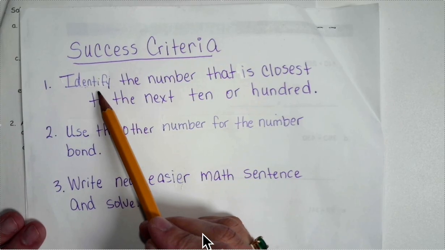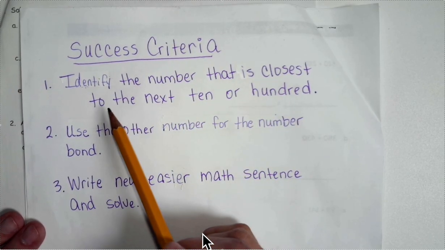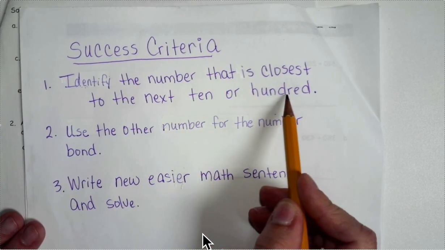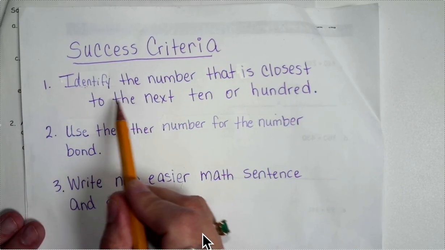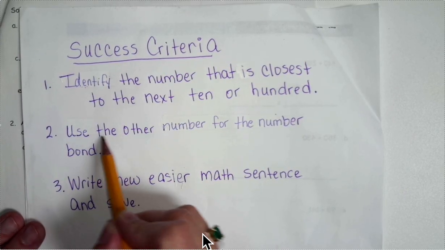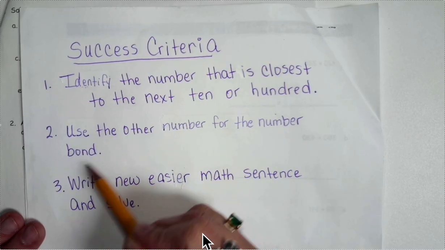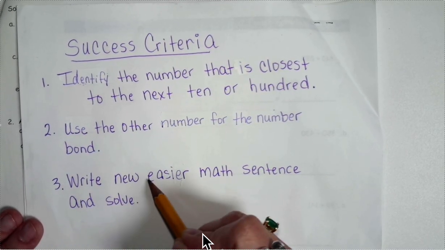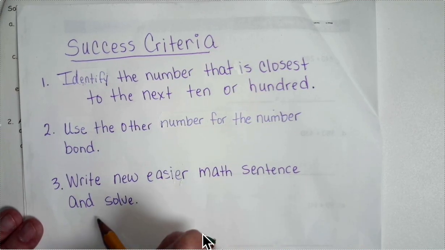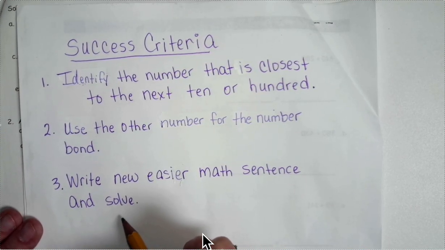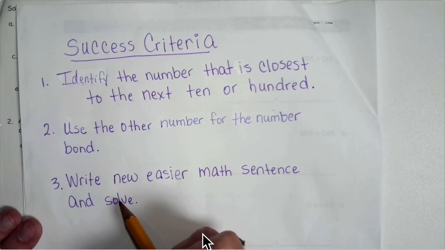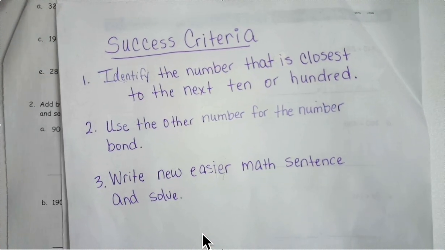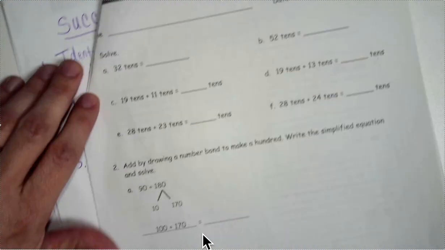Step 1, we're going to identify the number that is closest to the next 10 or 100, okay? Once you identify that number, you're going to use the other number for the number bond, okay? After that, step 3, you're going to write a new, easier math sentence and solve. The whole purpose of this is so we can take big numbers and use friendly numbers to make addition simpler, okay? So let's go ahead and start.